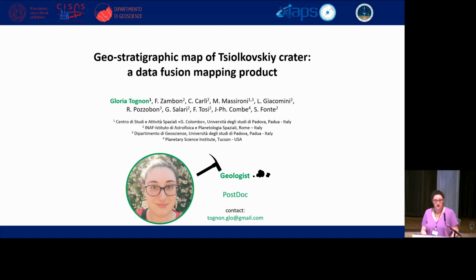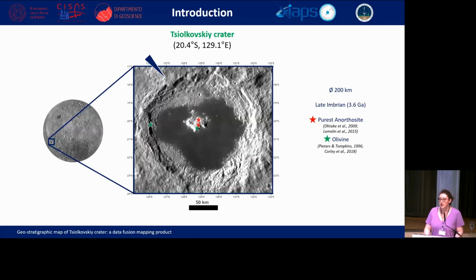Okay, so the work I'm going to present concerns the data fusion of cartographic products to produce a geostratigraphic map, in this case for the Tsiolkovskiy crater. Tsiolkovskiy is a late Imbrian complex crater formed by an oblique impact coming from the northwest direction. It is characterized by a mare filling and a well-preserved central peak on which were detected both olivine and pure anorthosite.